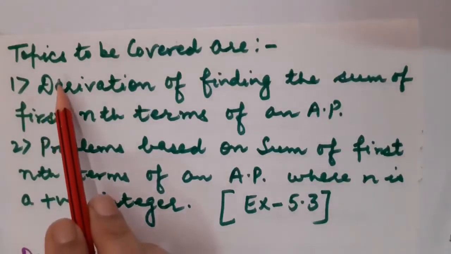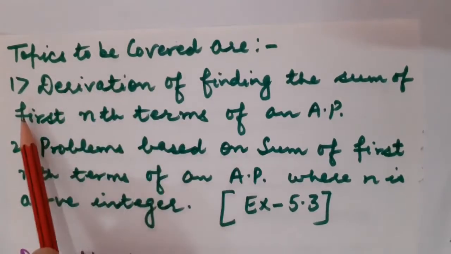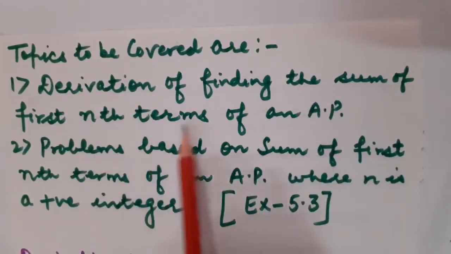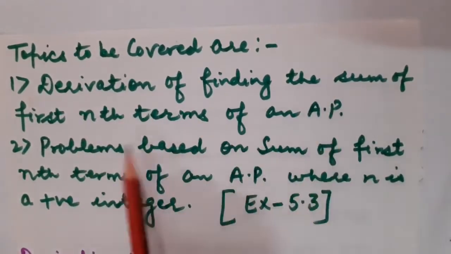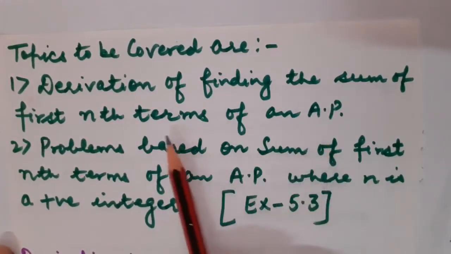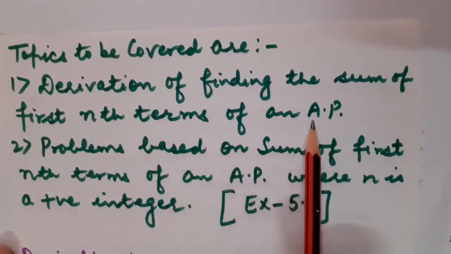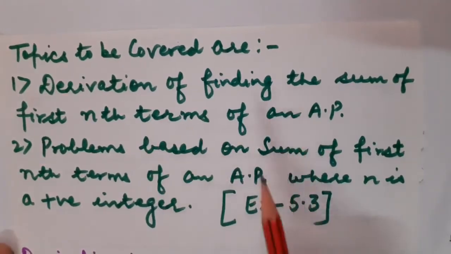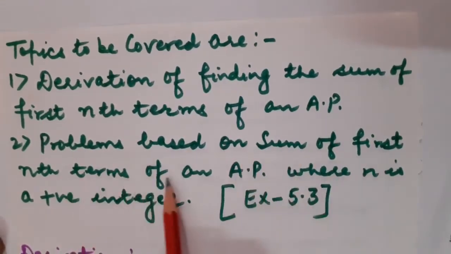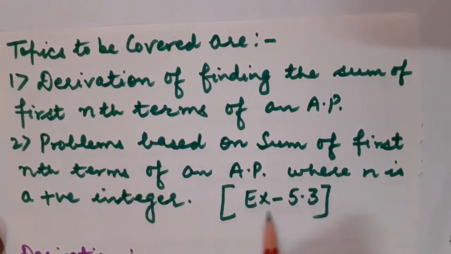So today I am going to cover these topics. Number 1, today I am going to explain the derivation of finding the sum of first n terms of AP. Fine, children? You know that in an AP, suppose you will be having total n terms given. So how to calculate the sum of those n terms of AP? The derivation of this concept I am going to teach you. And after that, we will be doing the problems based on sum of first n terms of an AP, where n is a positive integer. Correct, student? And of course, these problems will relate from exercise 5.3 of NCERT.